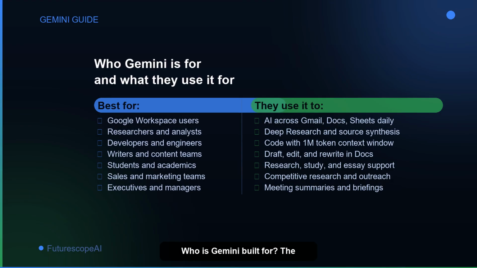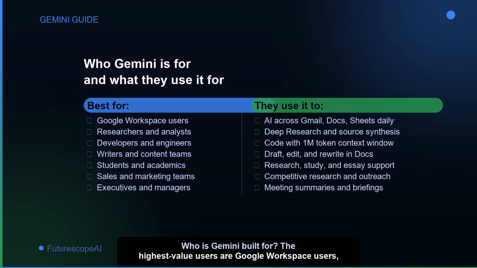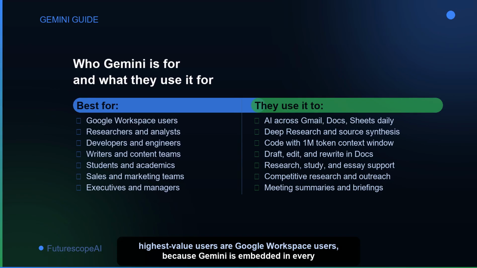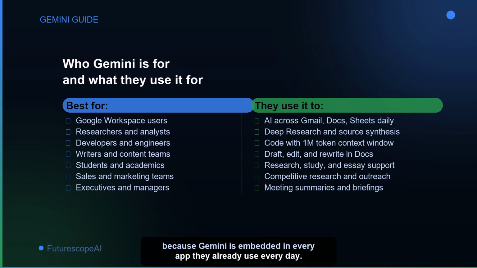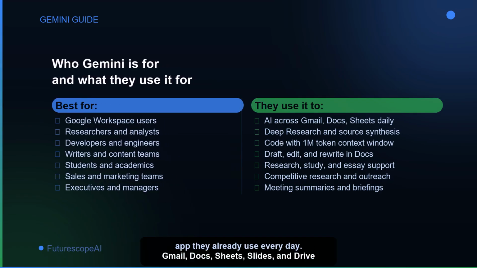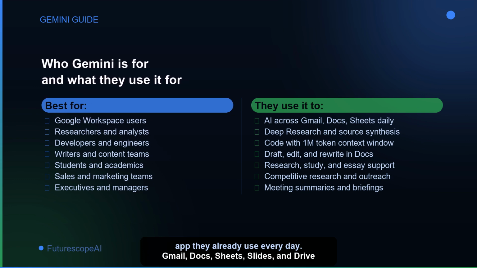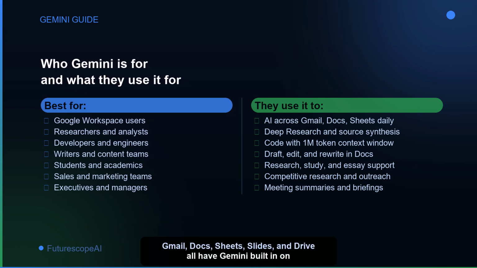Who is Gemini built for? The highest value users are Google Workspace users, because Gemini is embedded in every app they already use every day. Gmail, Docs, Sheets, Slides, and Drive all have Gemini built in on paid plans. Researchers and analysts use deep research to synthesize sources and Gemini 2.5 Pro to process long documents and datasets.